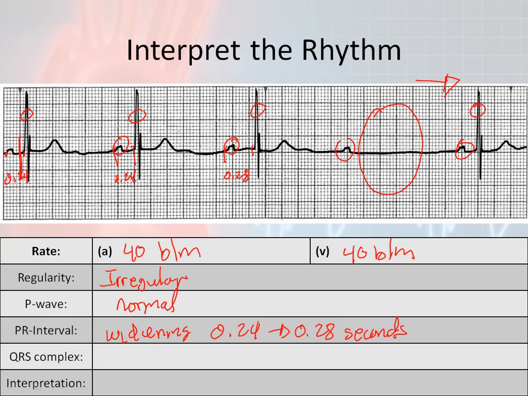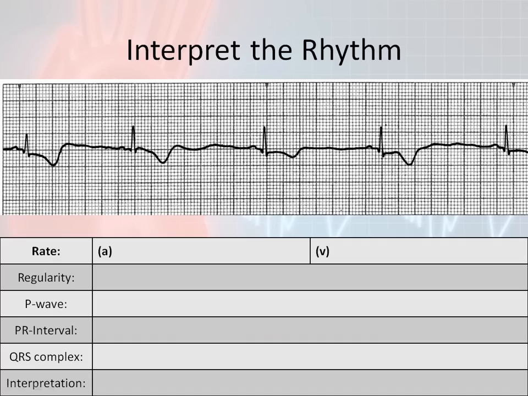The QRS complex is going to be normal. Although it looks a little weird, I know that my QRS complex is less than 0.12 seconds. Just by looking at this, it looks like it's about 0.10 seconds, so my QRS complex is normal. I'm not going to worry about my interpretation as of right now because I don't want you guys to worry about that. Just make sure that you have all of the other material down very well.